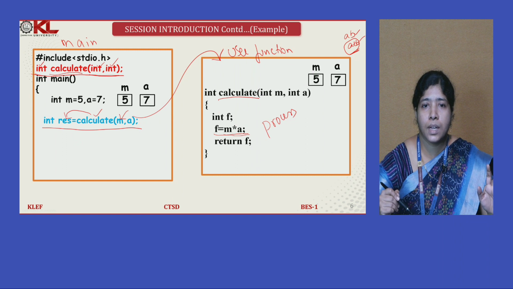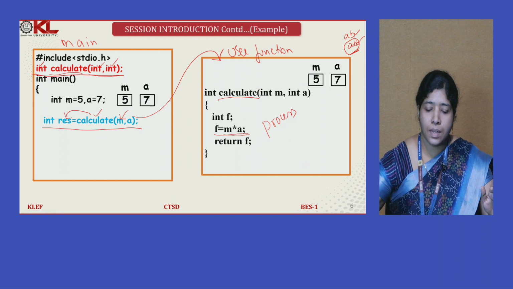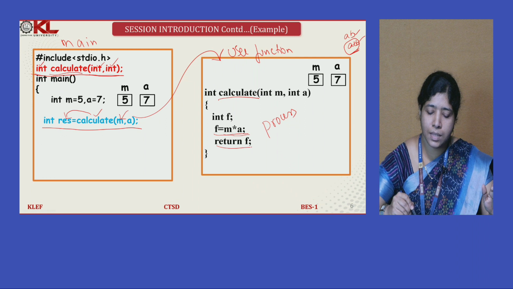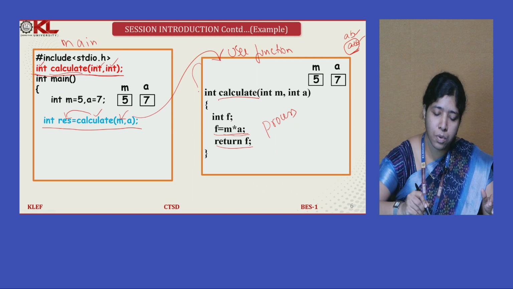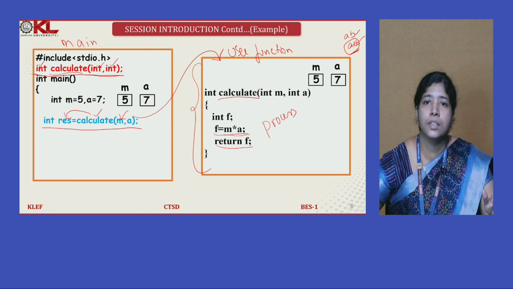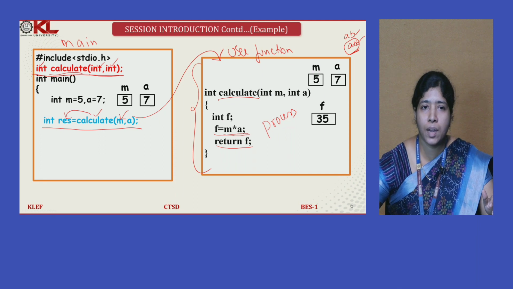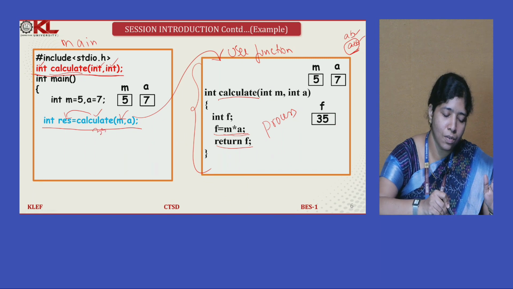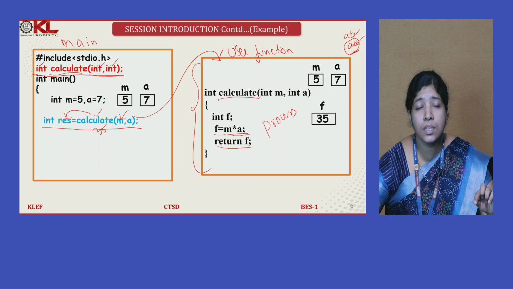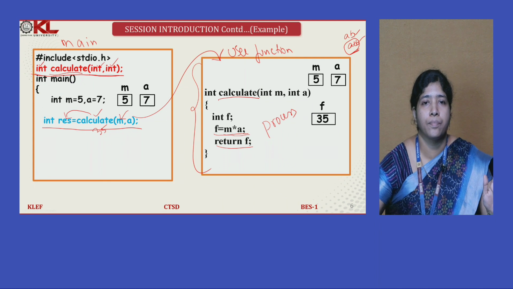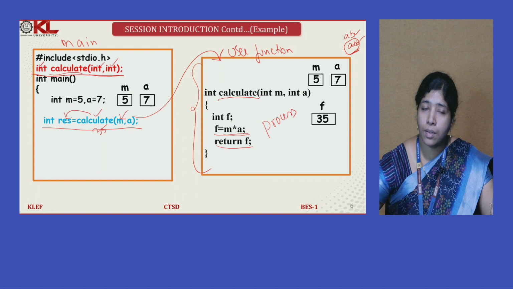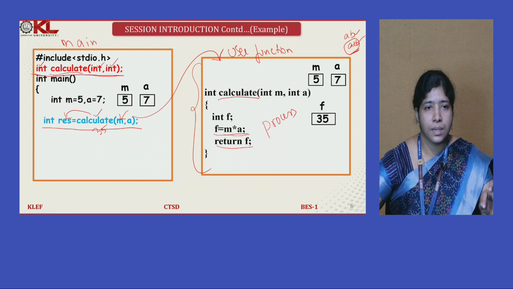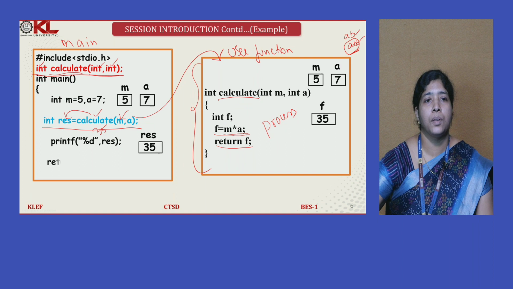The processing phase is done in here. Now once it is done, you can see here I have mentioned return f, which means the output of this one will be 35, because f equals ma. So the output will be 35, and 35 is being stored in res right now. Now res will be holding 35, and now I am printing that value. Got it?